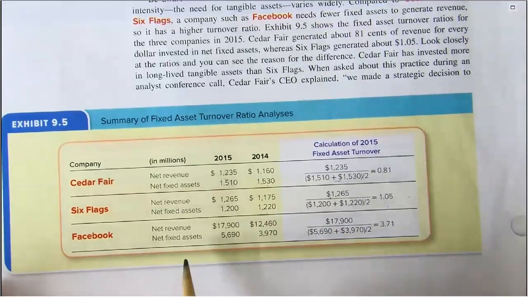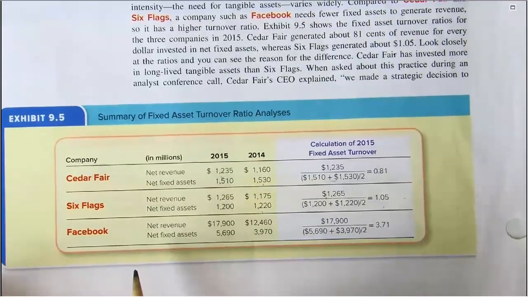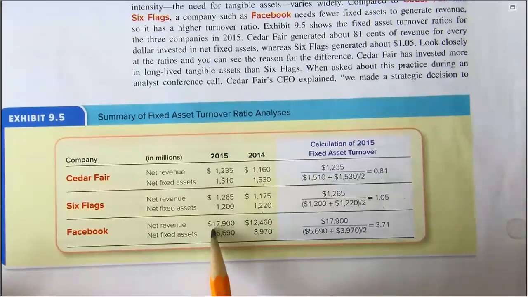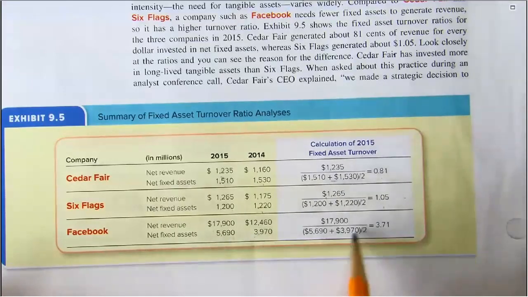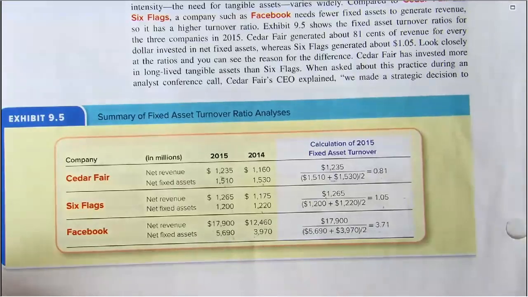Look at Facebook. Now, totally different type of company, right? They don't have the roller coasters. Their investment is most likely in servers and technology. But look at their revenue dollars. Crazy, huh? And then there's their net fixed assets. We add them together and divide by 2. 3.71 is their turnover. So they're able to generate $3.71 in revenue for every dollar invested in long-lived tangible assets.